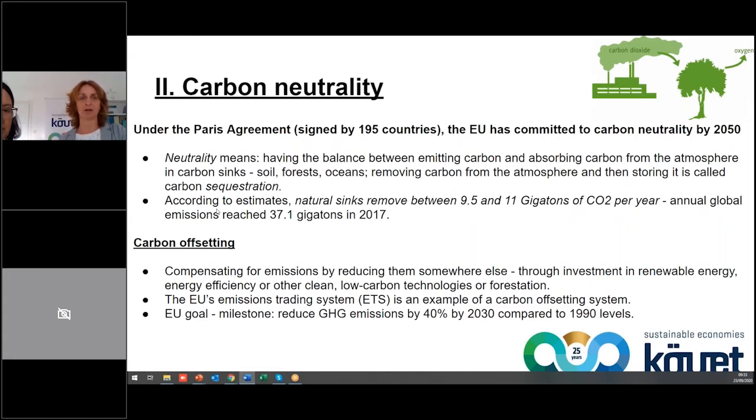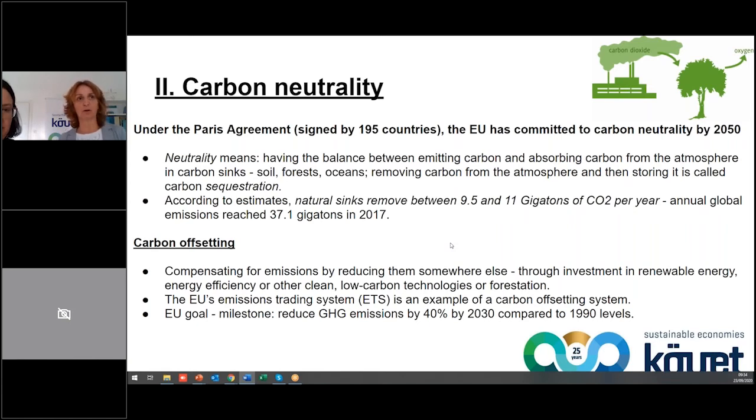It could be in the same country, in the same continent, or even on the other side of the world, of course. It can be done through investment in renewable energy, energy efficiency, or other clean, low carbon technologies, or, which is very often happening, forestation. The European Union's emissions trading system, which I'm sure you know, and we mentioned it last time, the ETS system, is an example of a carbon offsetting system. And yeah, it's working, it's going well.